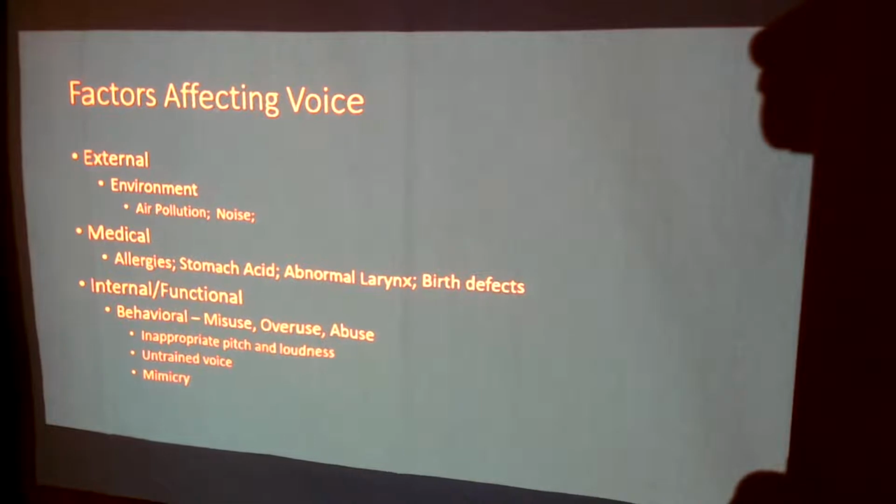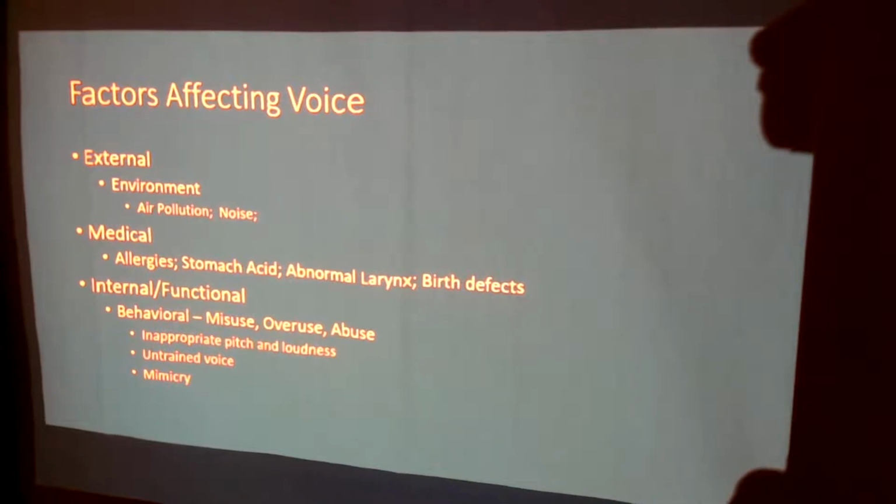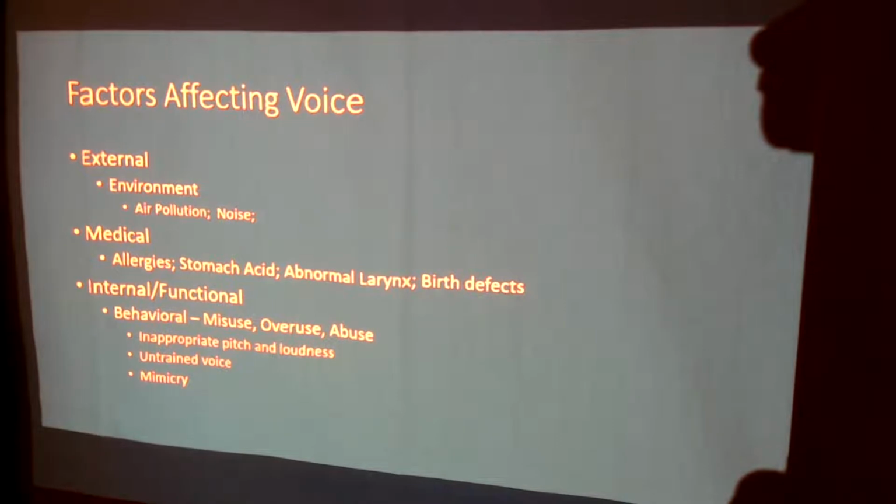Abusing your voice is like trying to ingest, let's say, smoke or any other agent into your lungs through your vocal folds, like smoking, alcohol to some extent, and drugs. All these can affect your vocal folds as well.